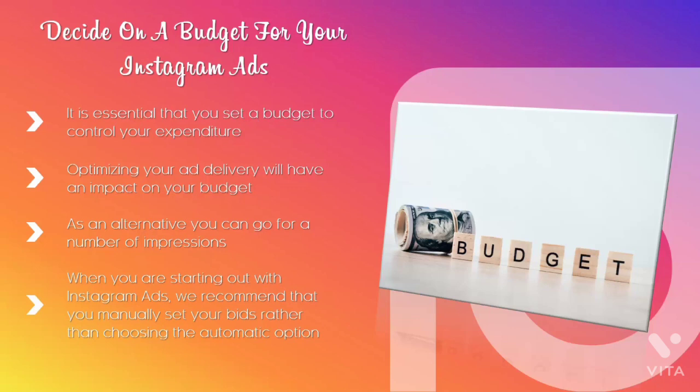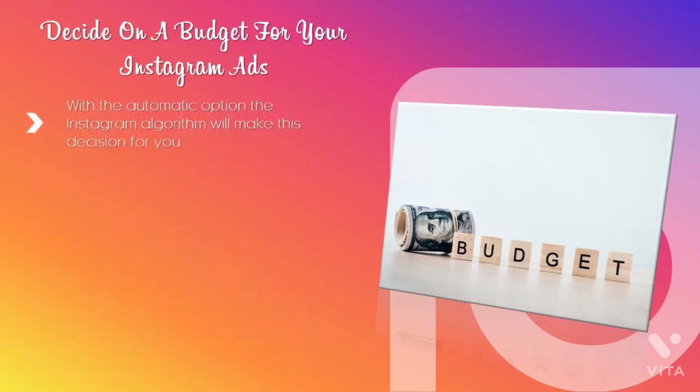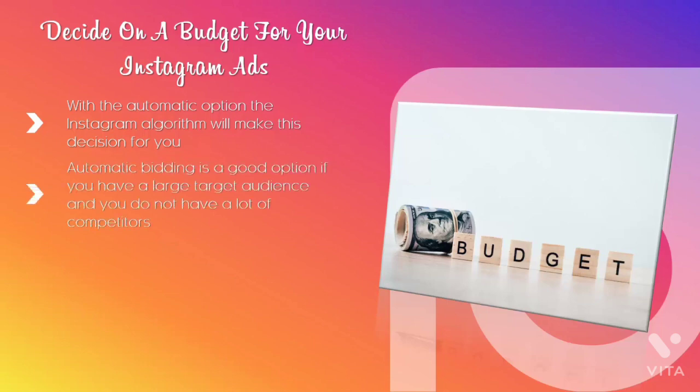When you are starting out with Instagram ads, we recommend that you manually set your bids rather than choosing the automatic option. By choosing the manual option, you are able to decide on the maximum price that you are prepared to pay for link clicks. With the automatic option, the Instagram algorithm will make this decision for you. But one of the advantages of setting this manually is that you will have the option to make higher bids than your competitors to try and outdo them. Automatic bidding is a good option if you have a large target audience and you do not have a lot of competitors. For smaller audiences and high competition, we recommend the manual option for bids. This will stop you bidding too high as well.